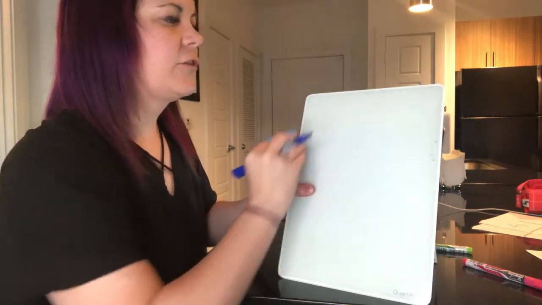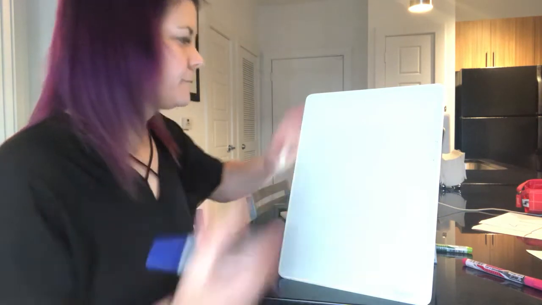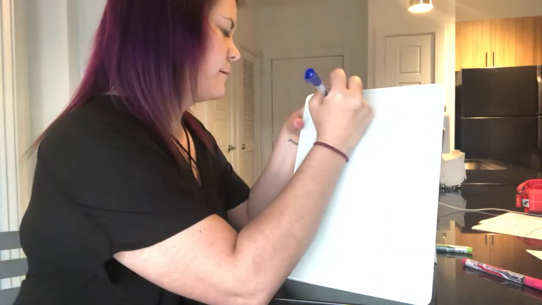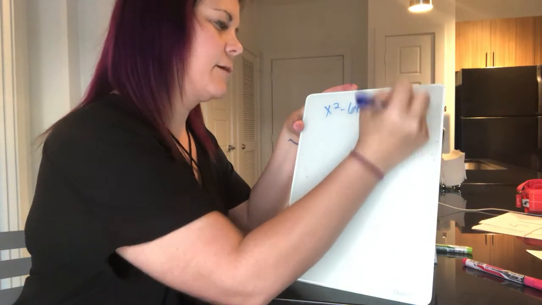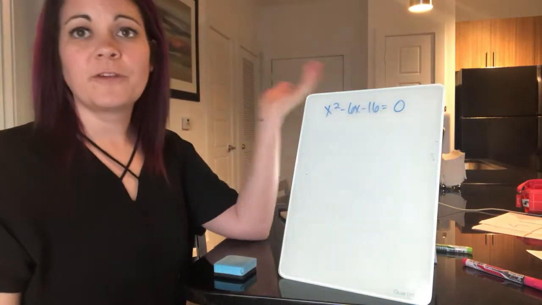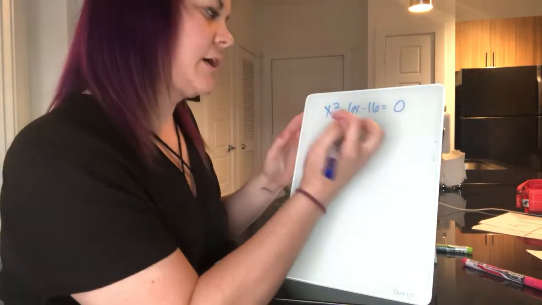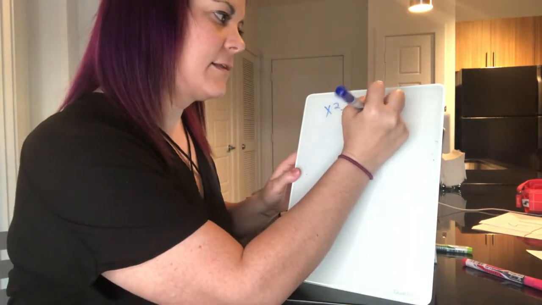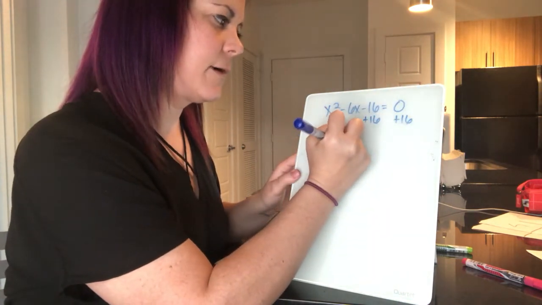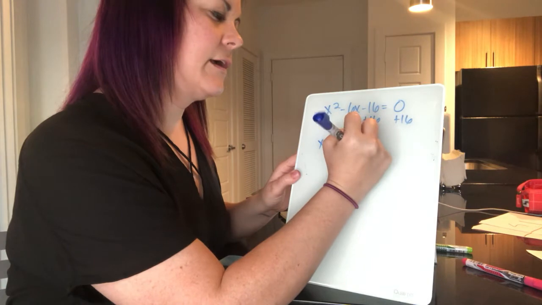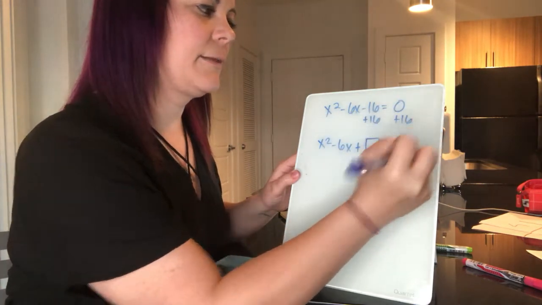Okay, so let's do one. We have x squared minus 6x minus 16 equals 0. The first thing you want to do is take the constant and move it over to the other side. So I'm going to add 16 to both sides because I need to move that so I can complete this square. 0 plus 16 is 16.